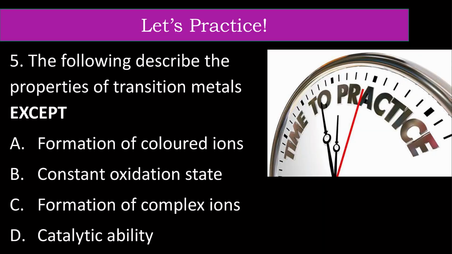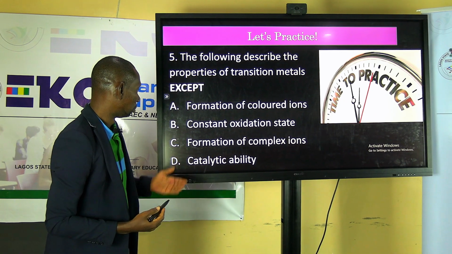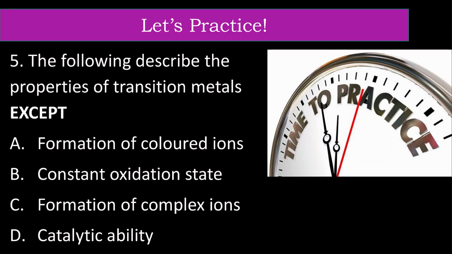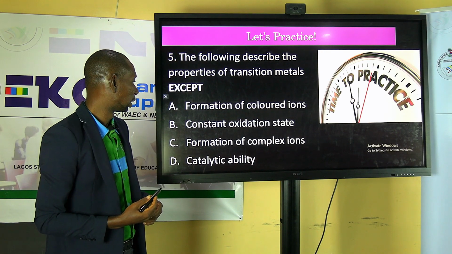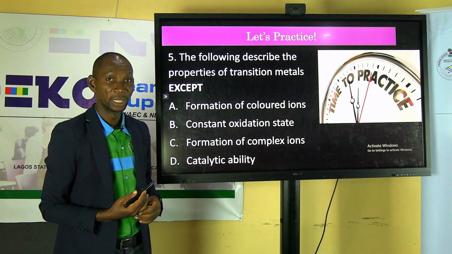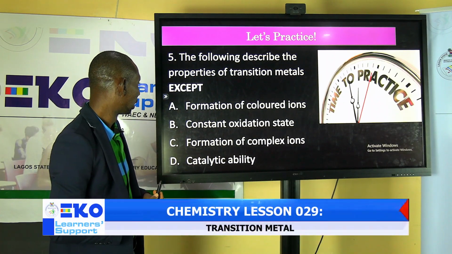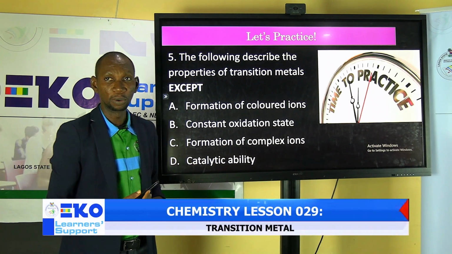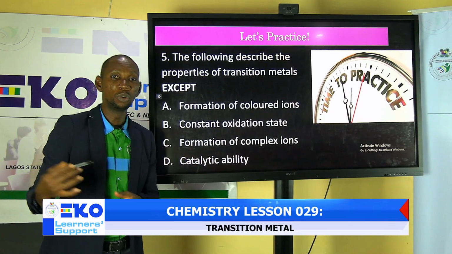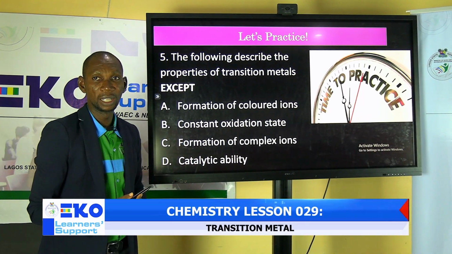And lastly, the following describe the properties of transition metals except A. Formation of colored ions, B. Constant oxidation state, C. Formation of complex ion, and option D. Catalytic ability. What do you think? Did I hear you say option B? Option B, yes, is actually correct because transition metals have variable oxidation state, not constant oxidation state.